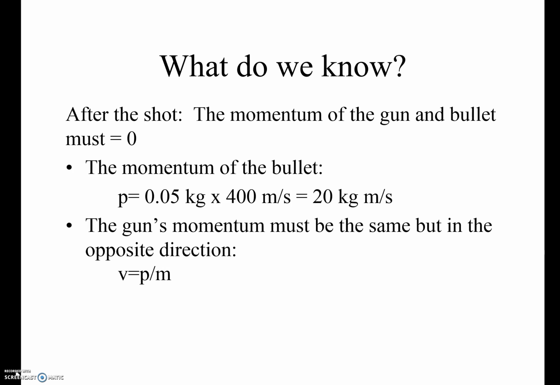So velocity will equal the momentum divided by the mass. We know that the momentum is going to be negative 20 kilogram meters per second, opposite and equal to the momentum of the bullet. We'll divide that by the mass of the gun, which is 2.5 kilograms, and that's going to give us the velocity of the gun, or the recoil velocity of the gun, as negative 8 meters per second. And that negative sign tells us that it's going to be traveling in the opposite direction of the bullet.